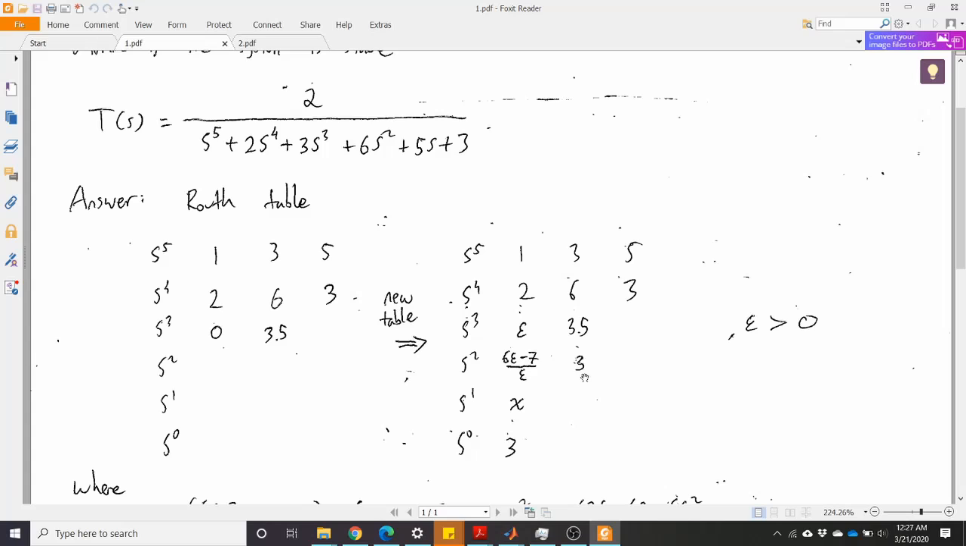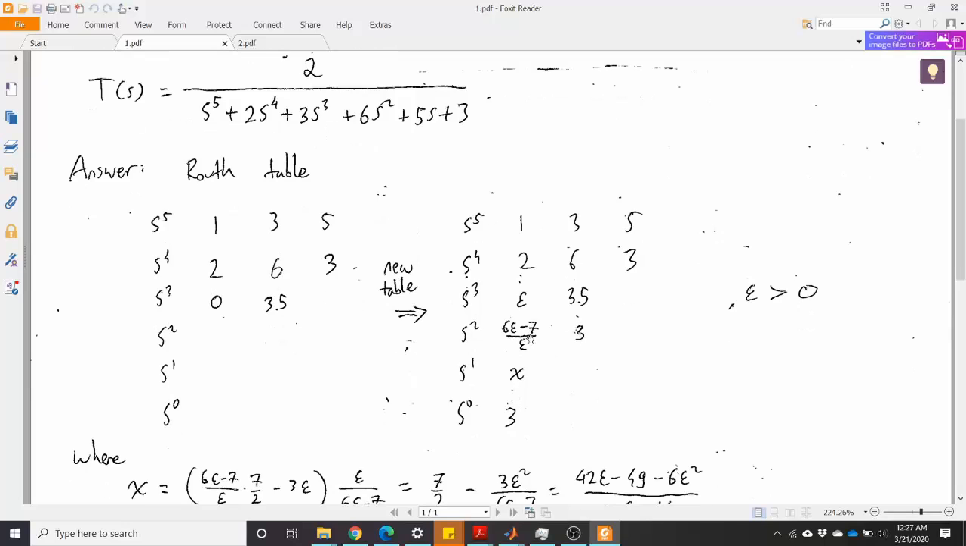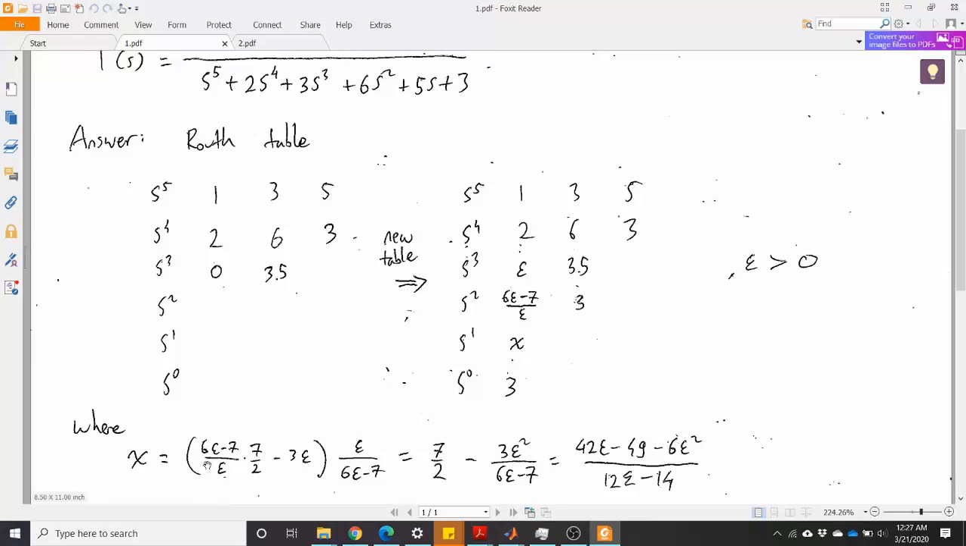Okay, so next we proceed to the S. So we do the same. So this term multiplied by 3.5 minus 3 epsilon divided by this is equal to x, where x is written by this. So it can be simplified to this term. So it has polynomials, and the S0 is just 3, always the last coefficient 3.